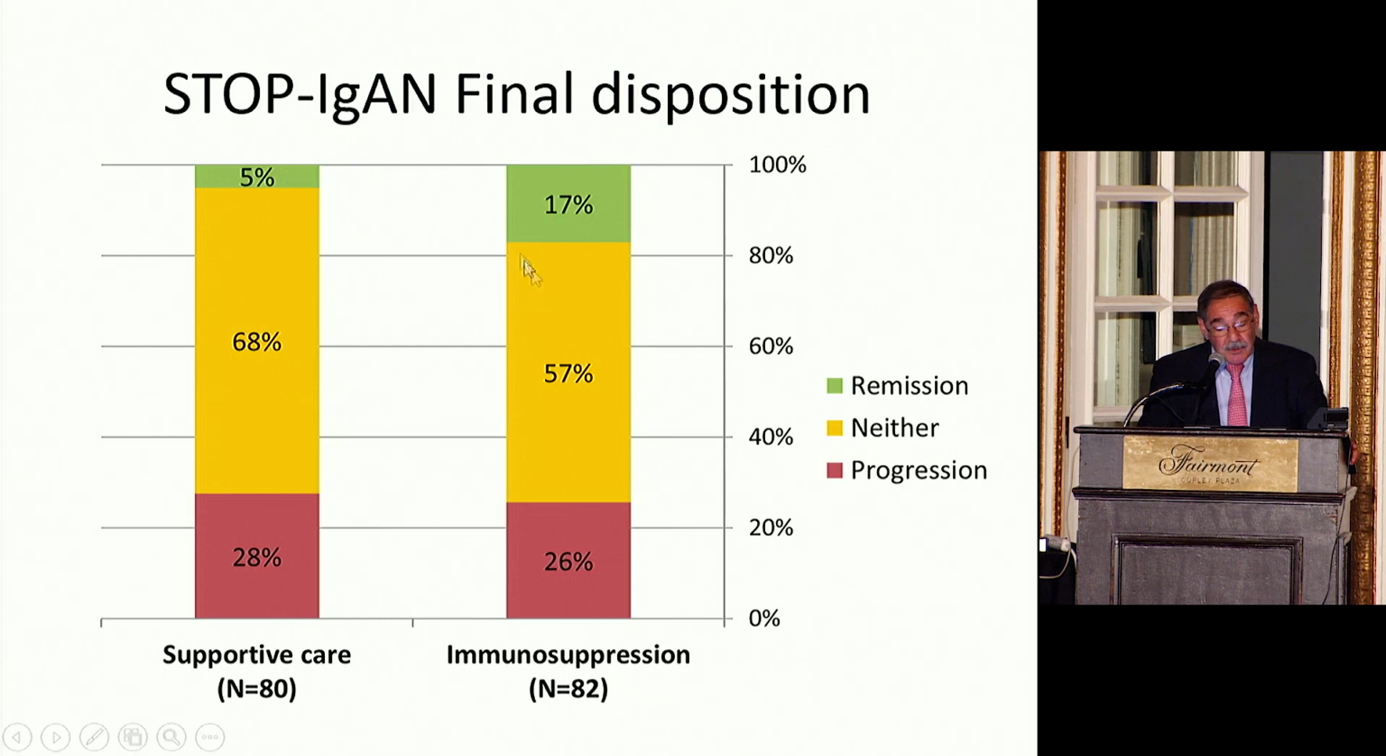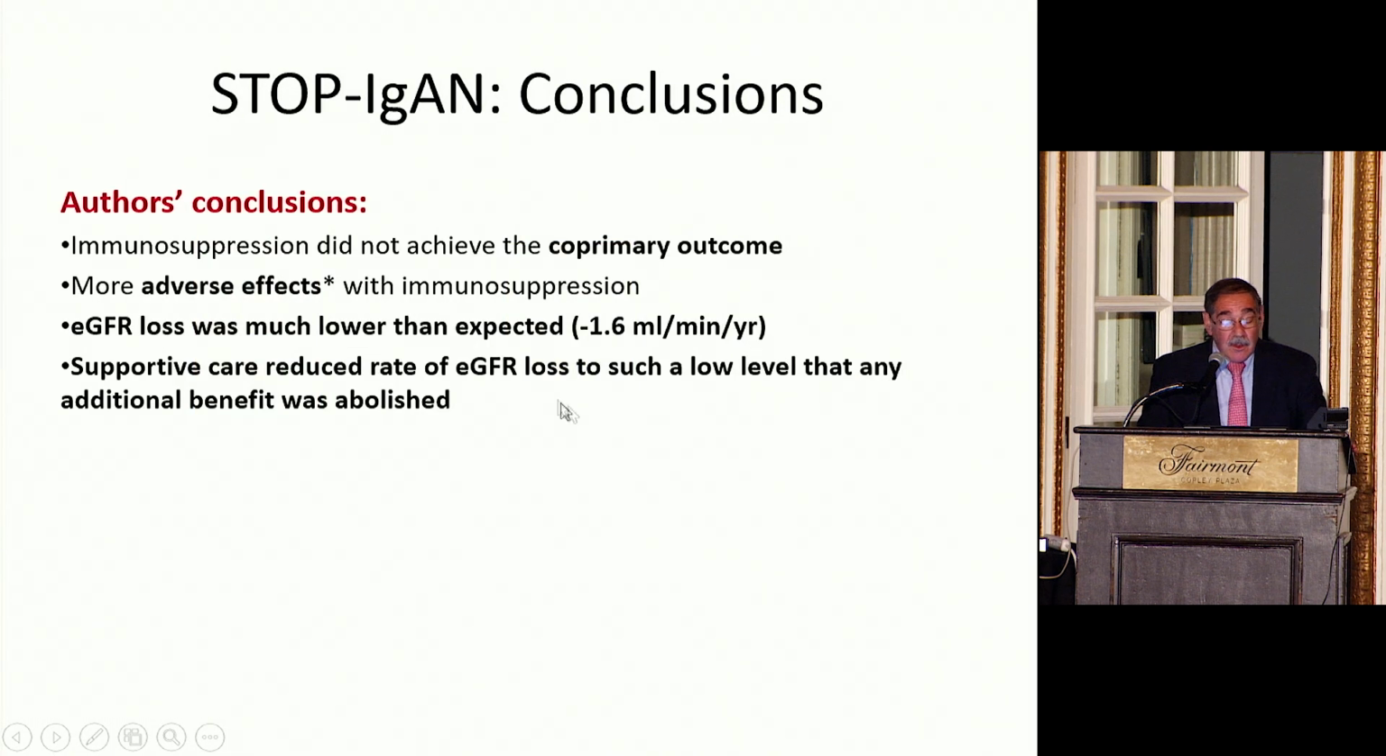Here again, remissions significantly higher in the immunosuppression group, but no higher here in progression in this group. It's the same. So the author's conclusion is, and there was no difference in the co-primary outcome. There were more adverse events. There were more infections in the group that got the steroids as well as getting the ACE inhibition. The estimated GFR loss was much lower than expected. It was way down in this group, and supportive care makes a major difference.